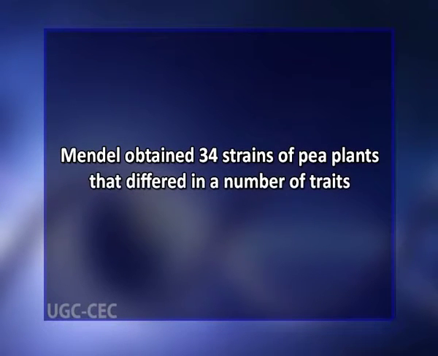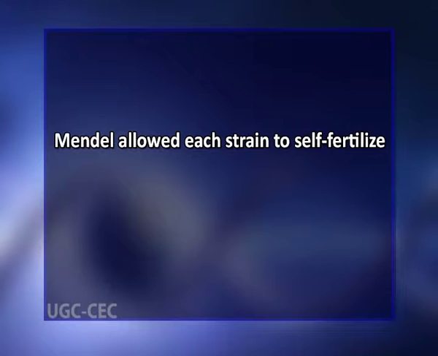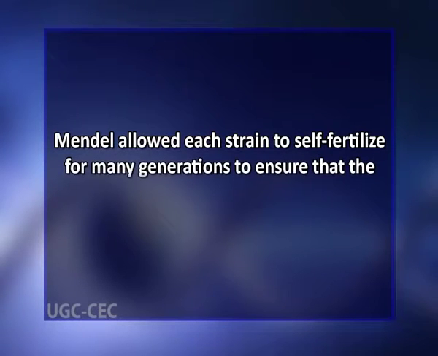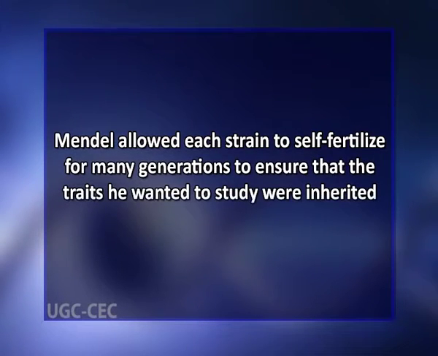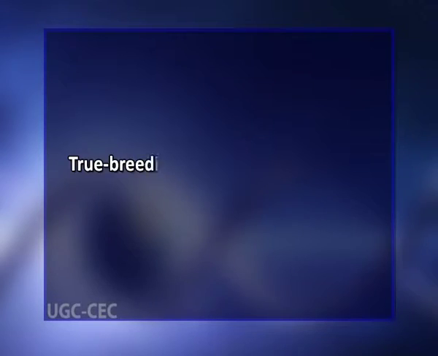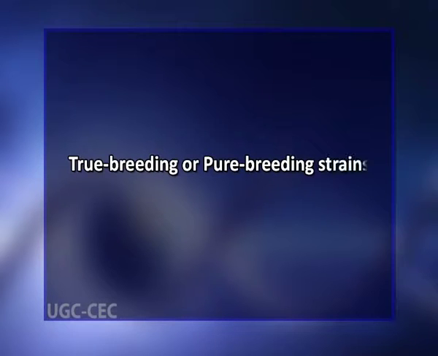Mendel obtained 34 strains of pea plant that differed in a number of traits. He allowed each strain to self-fertilize for many generations to ensure that the traits he wanted to study were inherited. This preliminary work ensured that Mendel worked only with pea strains in which the traits under investigation remained unchanged from parent to offspring for many generations. Such strains are called true breeding or pure breeding strains.